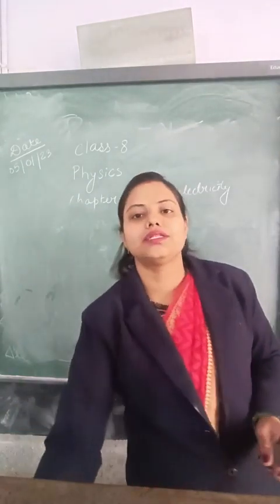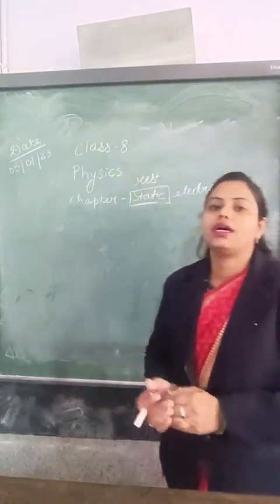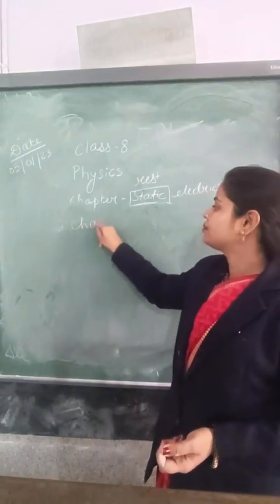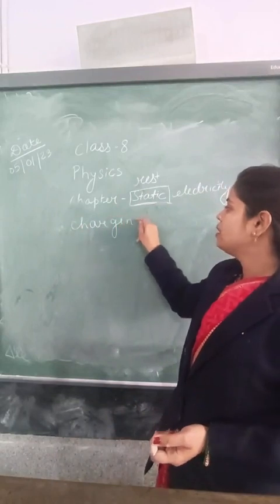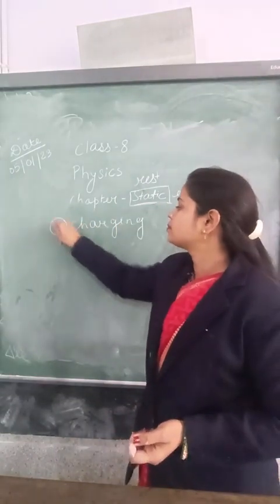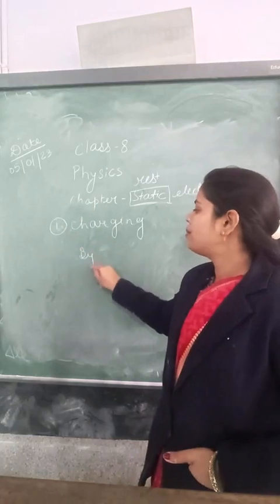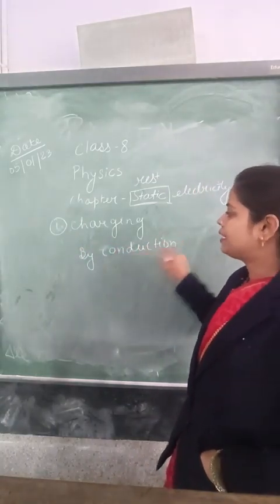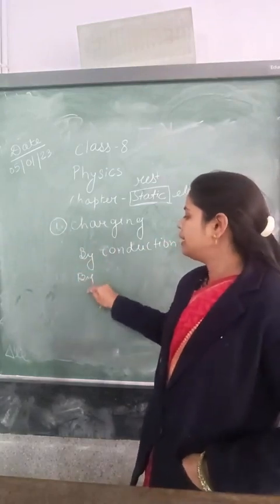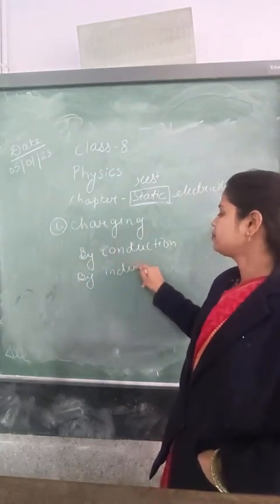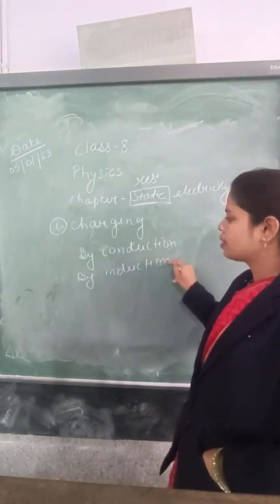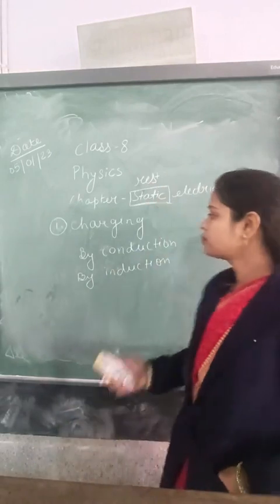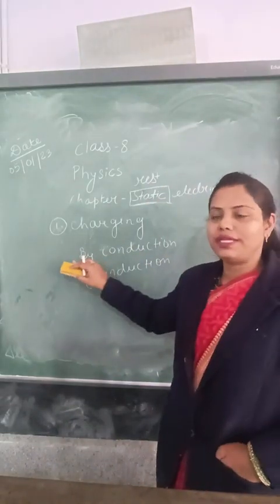Now we'll understand in this video how an insulator can be charged. For charging an insulator, there are two methods. First, by conduction, and second, by induction. Conduction is generally used for conductors. We'll understand the conduction method first.